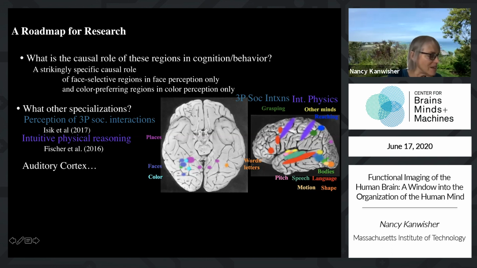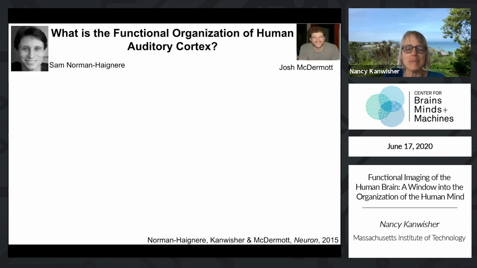But something I'd love to fit in, if I can, before I run out of time, is some studies that I did a few years ago with Josh McDermott on auditory cortex. Let me tell you a little bit about that, because they're quite different from the other things I've talked about. This was done by Sam Norman-Haignere, who was our joint graduate student. And when we started this work, almost nothing was known about the organization of auditory cortex.